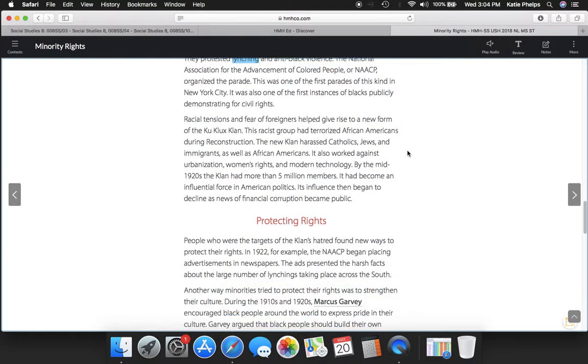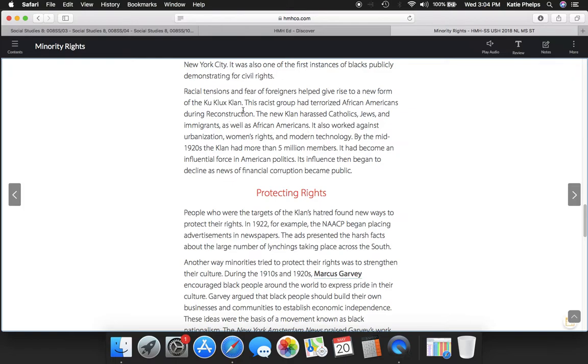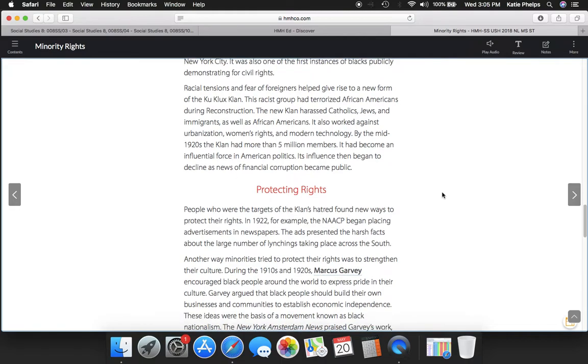You can keep going and read about the rise of the Ku Klux Klan. You learned about that in a previous chapter because it was formed during Reconstruction, right after the Civil War. But in the 1920s, there's going to be a huge surge in membership, and you're going to read about why and who they don't like. It's not just African Americans. There are other groups that the KKK does not like.